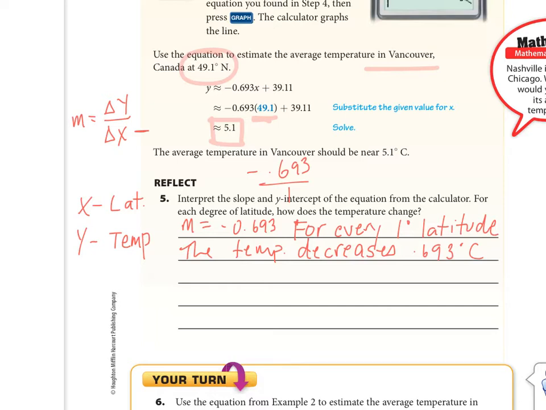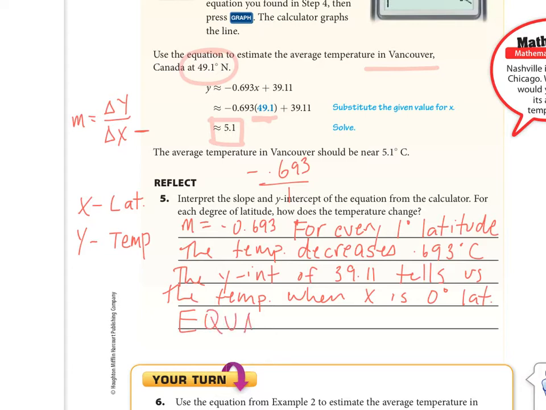But what about the y-intercept? So we have the y-intercept of 39.11. This tells us the temperature when x is at 0 degrees latitude. Where's 0 degrees latitude? Anybody know? There you go. That is 0 degrees on your latitude.